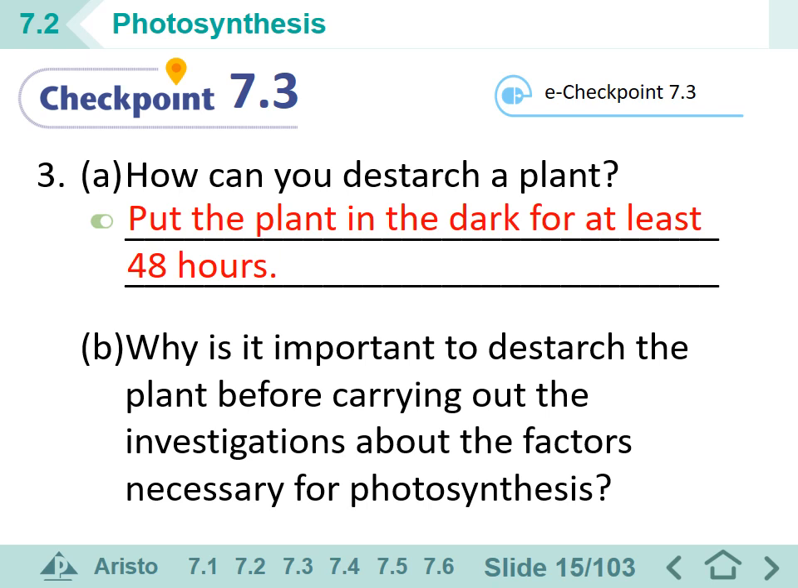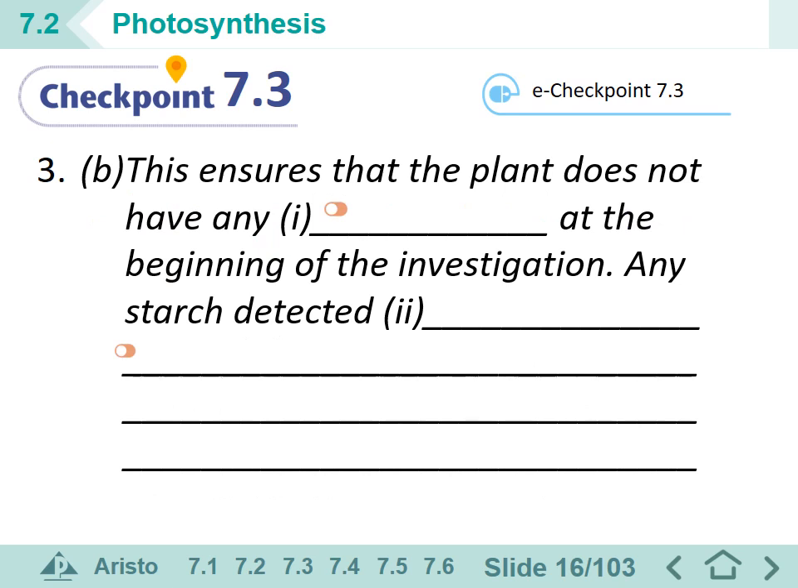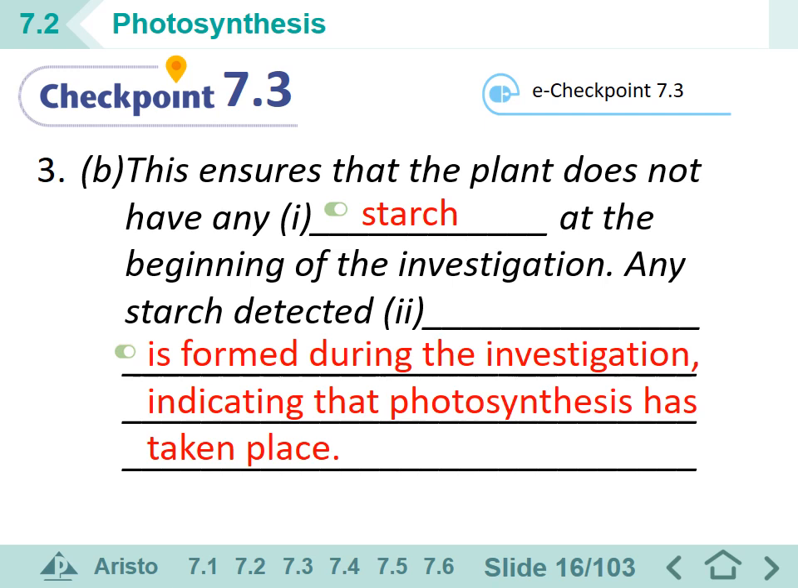Can you hear the wow wow sound? There are some students downstairs dancing, very excited. So this ensures that the plant does not have any starch at the beginning of the investigation. So any starch detected is formed during the investigation, indicating that photosynthesis has taken place.